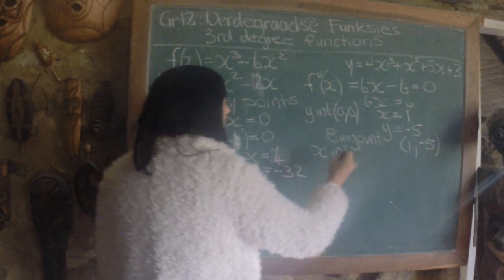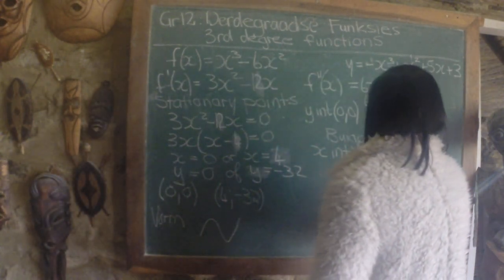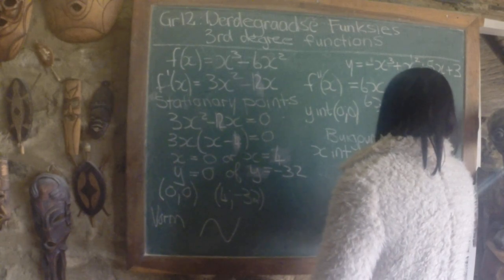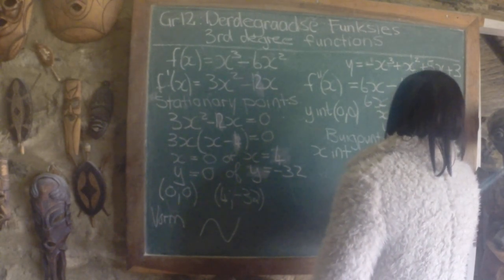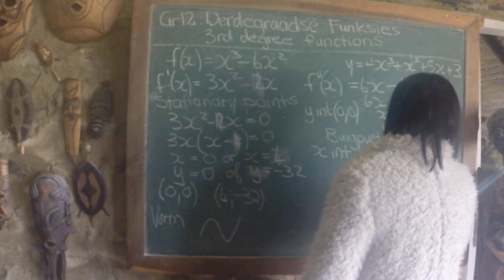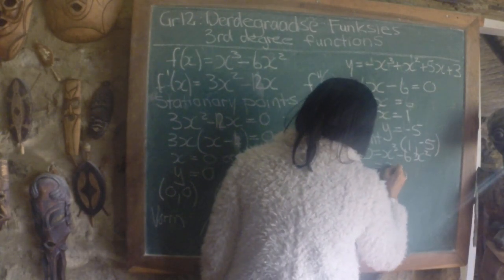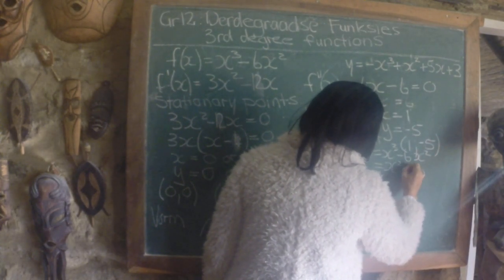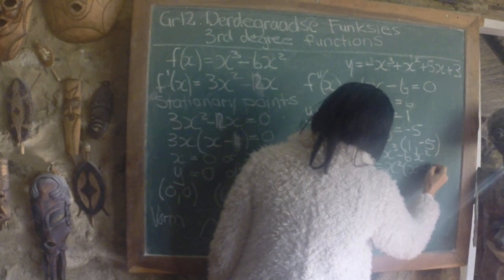I'm going to make y 0 and I'm going to factorize. So ek het x tot die mag 3 minus 6x kwadraat. You can take out x squared as a common factor, dan bly daar oor x minus 6.